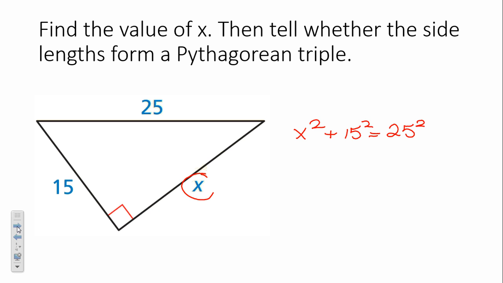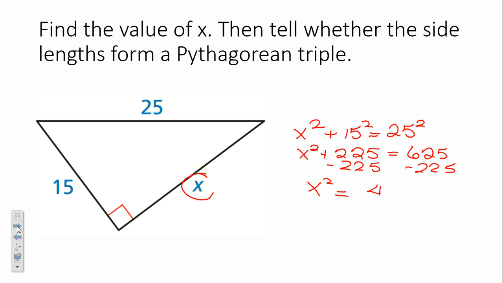Okay? And Mackenzie, what is 15 squared? Very nice. And what's 25 squared? Very nice. Okay? And John, what are we going to do to simplify this and get the x squared by itself? Take 625 minus the 225. And so x squared will be what, Nolan? What is 625 minus 225?